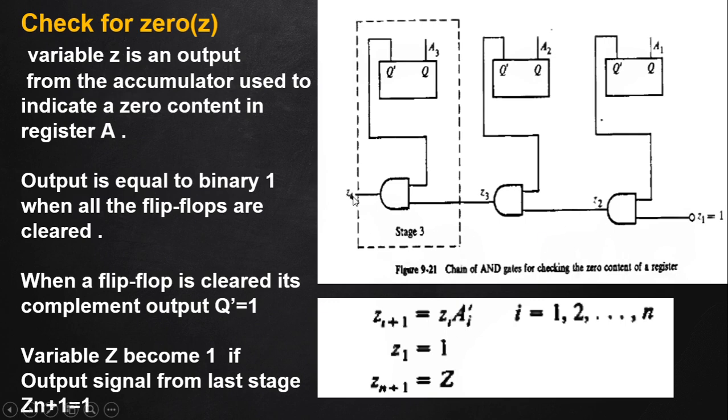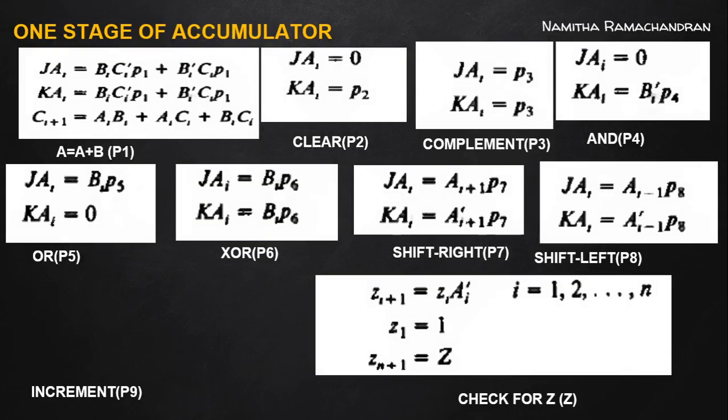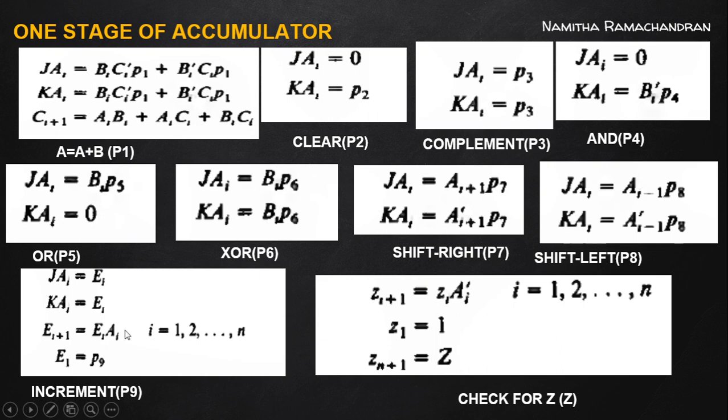And the final set value here, which is used for setting or resetting the status bit, is set. That is set n plus 1 is equal to set. Okay. So all these are the 9 different operations that we are going to perform using our accumulator register with various control variables P1 to P9. All these are the expressions that we have already derived here.